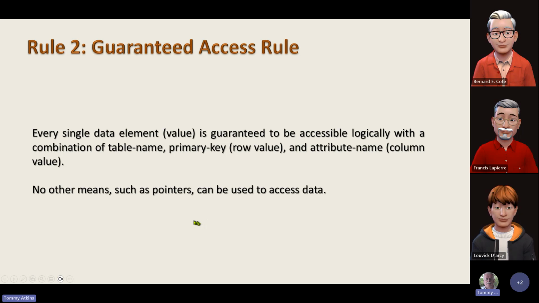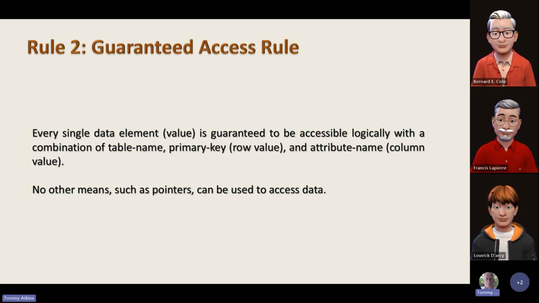Rule 2, guaranteed access rule. Every single data element, value, is guaranteed to be accessible logically with a combination of table name, primary key row value, and attribute name column value. Now this is his second rule, which insists you have a primary key for every row. No other means such as pointers can be used to access data. Don't worry about the pointers we've been discussing because we don't use pointers to access the database in the files.